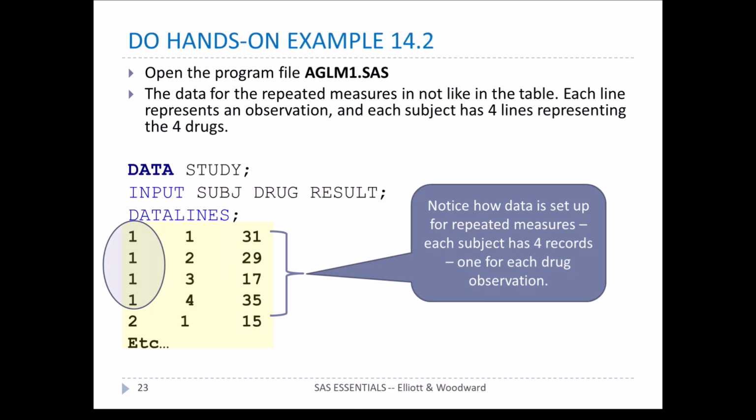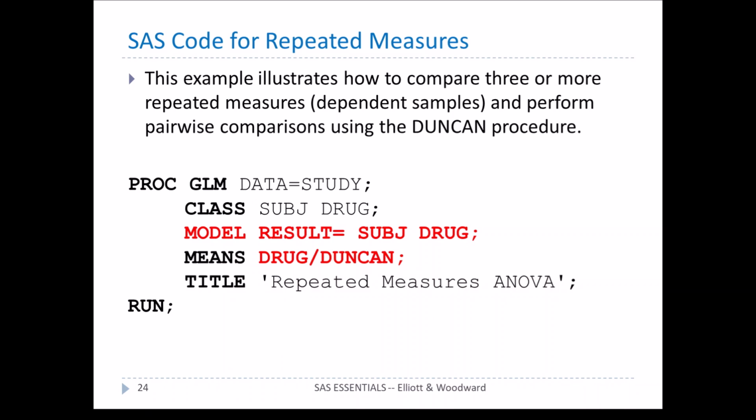So again, just pay attention to the fact that it's quite a bit different how this data are set up. These data are set up so that we can run this analysis. All right, so once we have the data set called study, then we can do PROC GLM, class subject drug, and then the model, same as we saw before, result equals subject and drug, and then the means. If we want to do multiple comparisons, then in this case we're going to do the Duncan comparison.